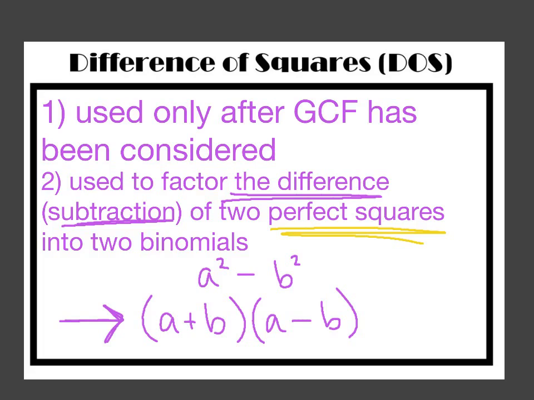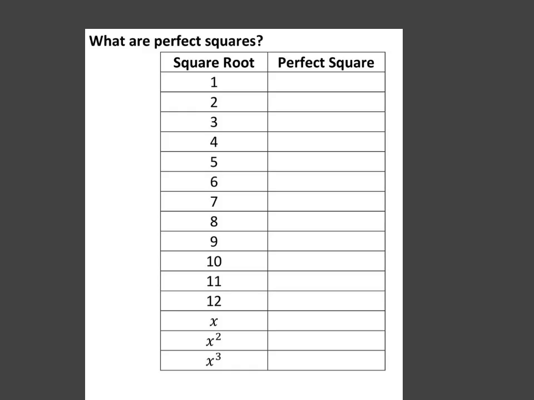Now, to really understand how we are going to do this, we have to know what perfect squares are. And perfect squares are numbers that are created if a whole number is squared. So for instance, if we have the number 1, the perfect square of the number 1 is going to be 1 times 1, which makes 1. So the perfect square of the number 1 is 1.